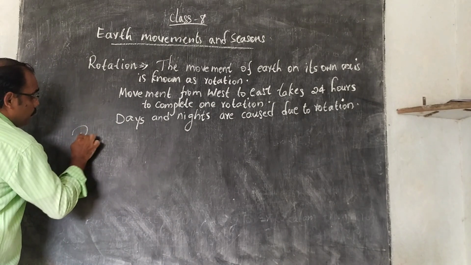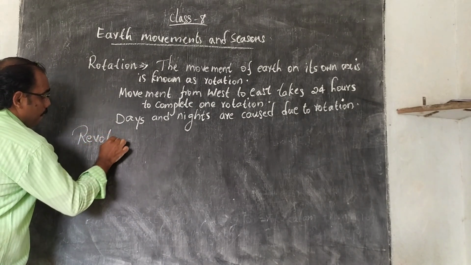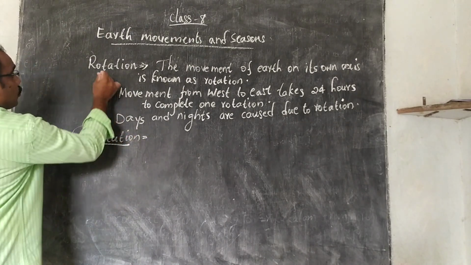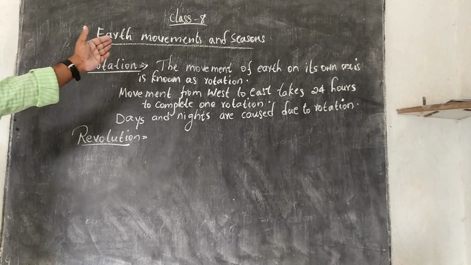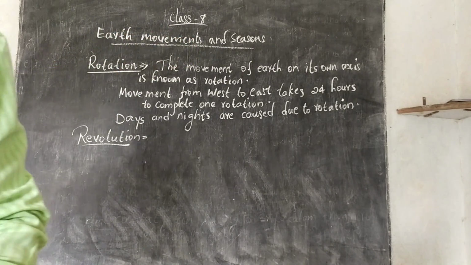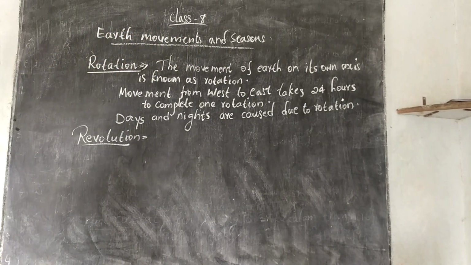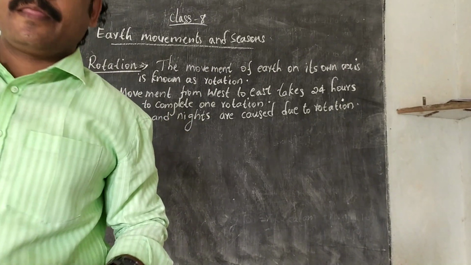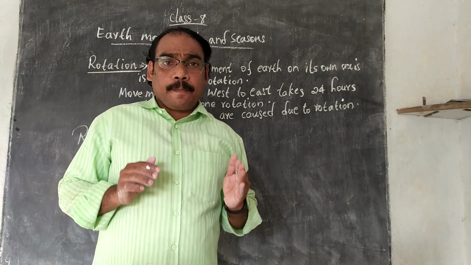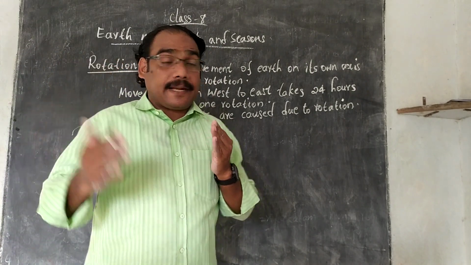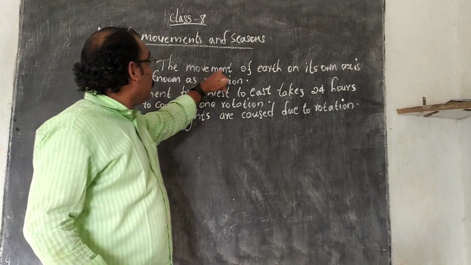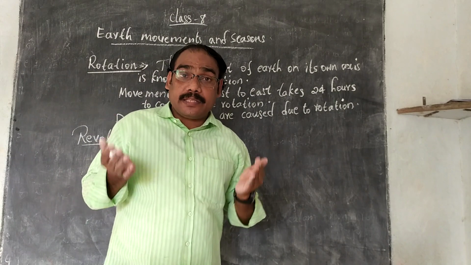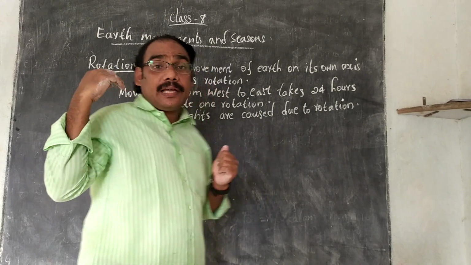Now coming to revolution. Already we learned what rotation is and what its plus points are. Now we are going to learn about revolution. Revolution means the earth's movement around the sun. Rotation, I told you, is the movement of earth on its own axis. Revolution means the earth's movement around the sun.